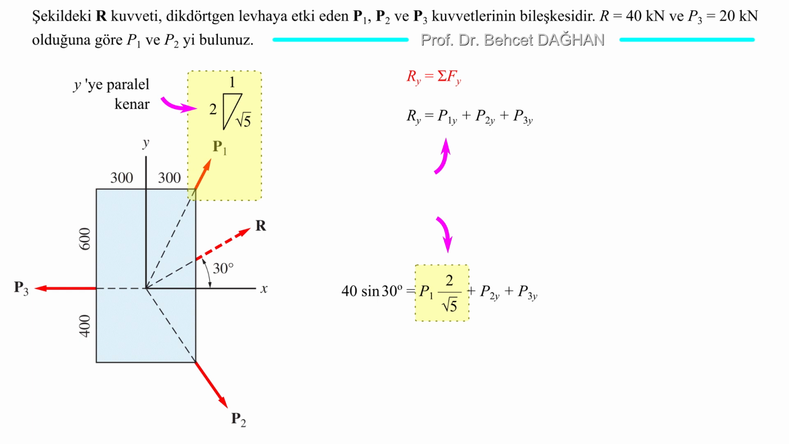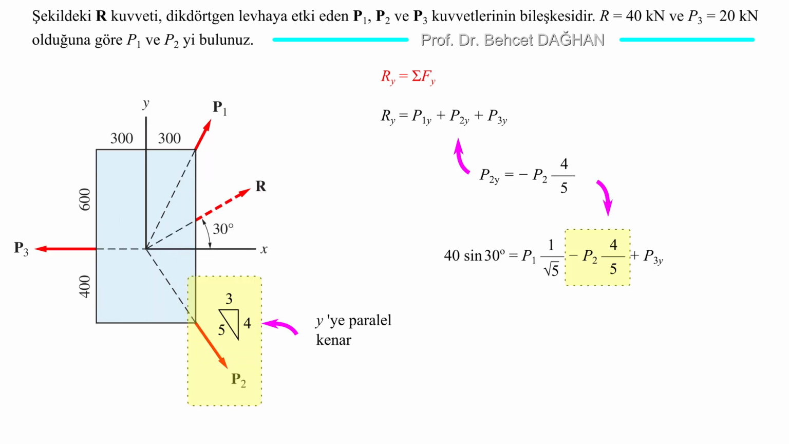Is it positive or negative? Positive. The y component of P1 is positive. Let's move on to P2. When finding the projection of P2, we will again multiply it by the side parallel to y and divide by the hypotenuse. But there is something we need to pay attention to here. The projection of P2 onto y is in the negative direction. Therefore we will not forget to put a minus sign in front of it. The projection of P2 onto y is minus P2 times 4/5.